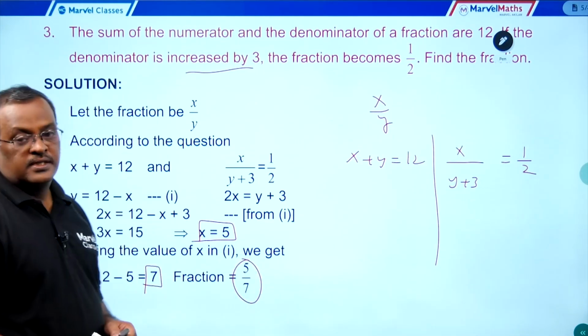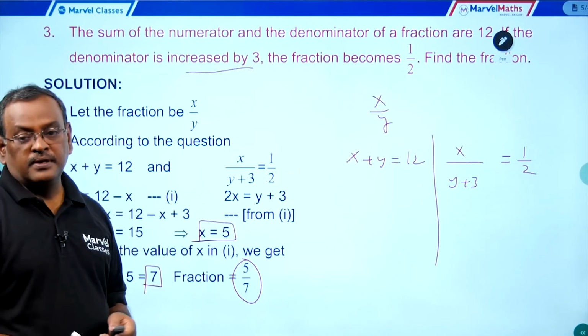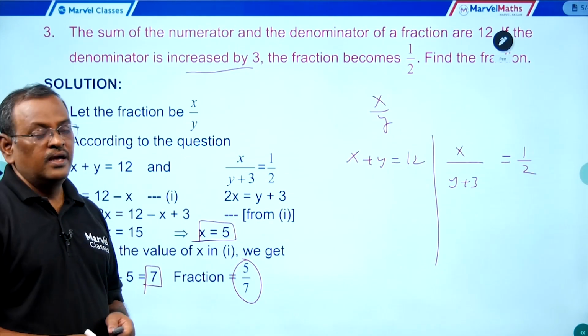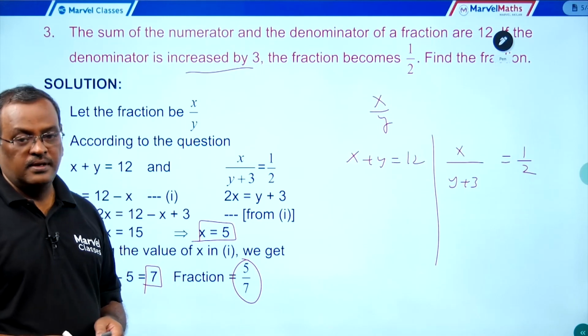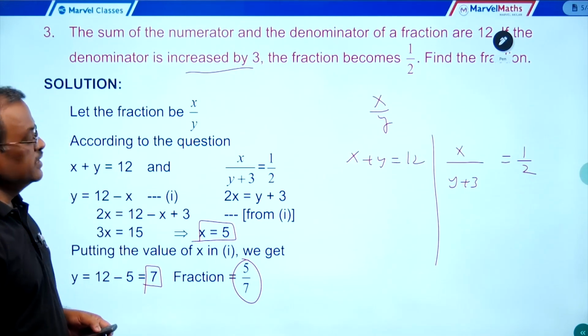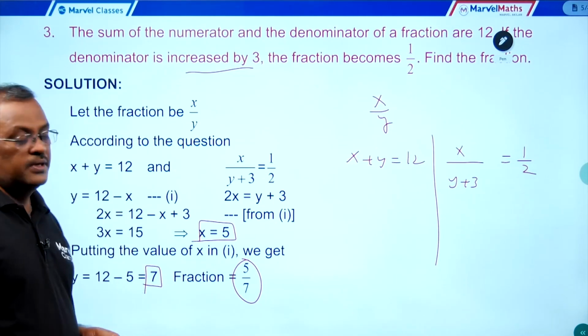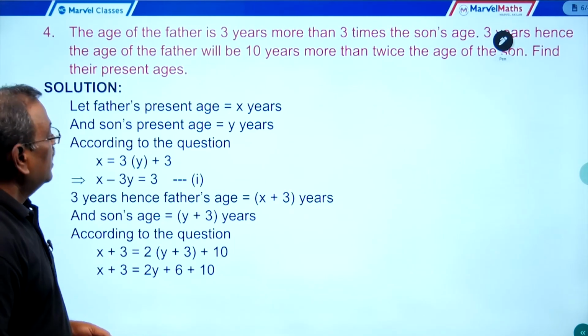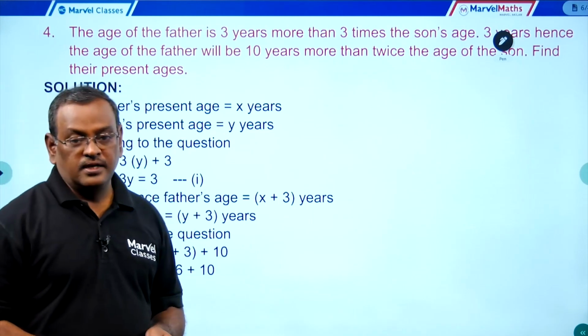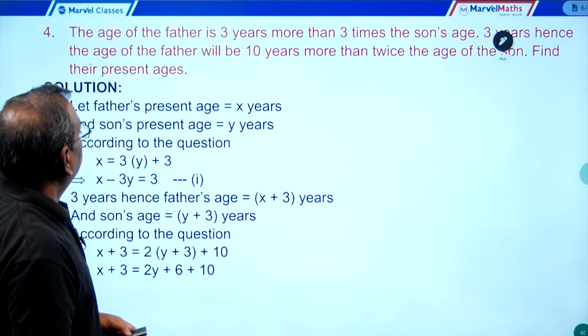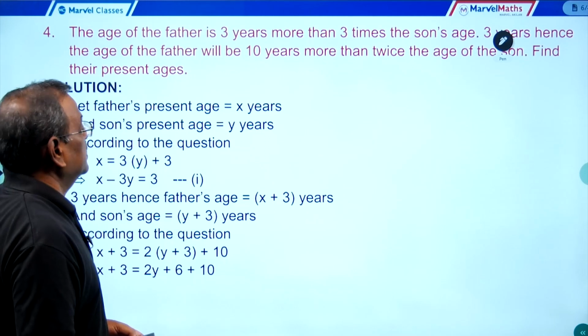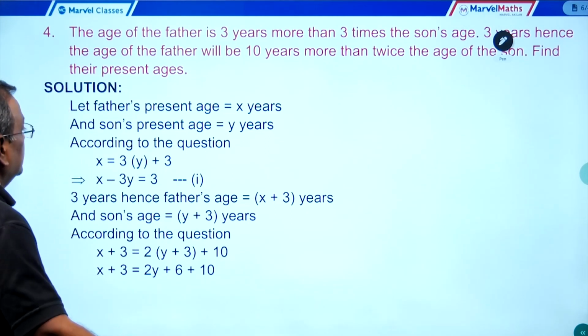Read the problem at least twice, write the proper assumption, and write in standard form and then apply the suitable method. If method is mentioned, follow that method, otherwise you can apply either substitution or elimination method. And next type, age related problem. The age of father is 3 years more than 3 times son's age.